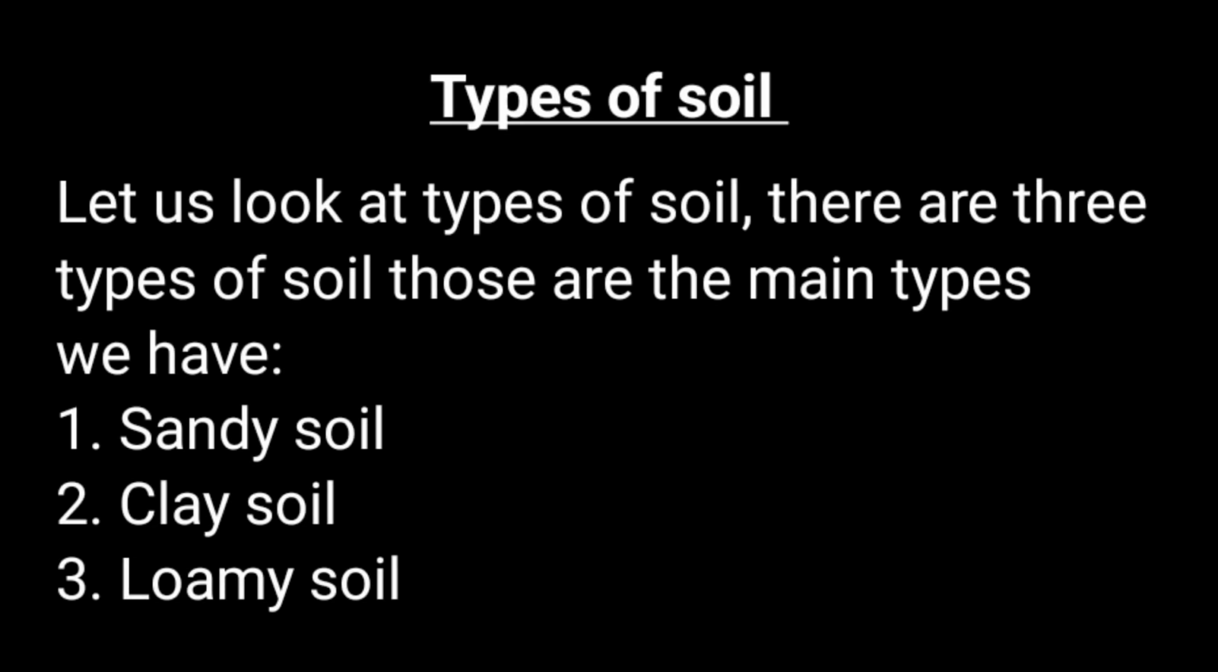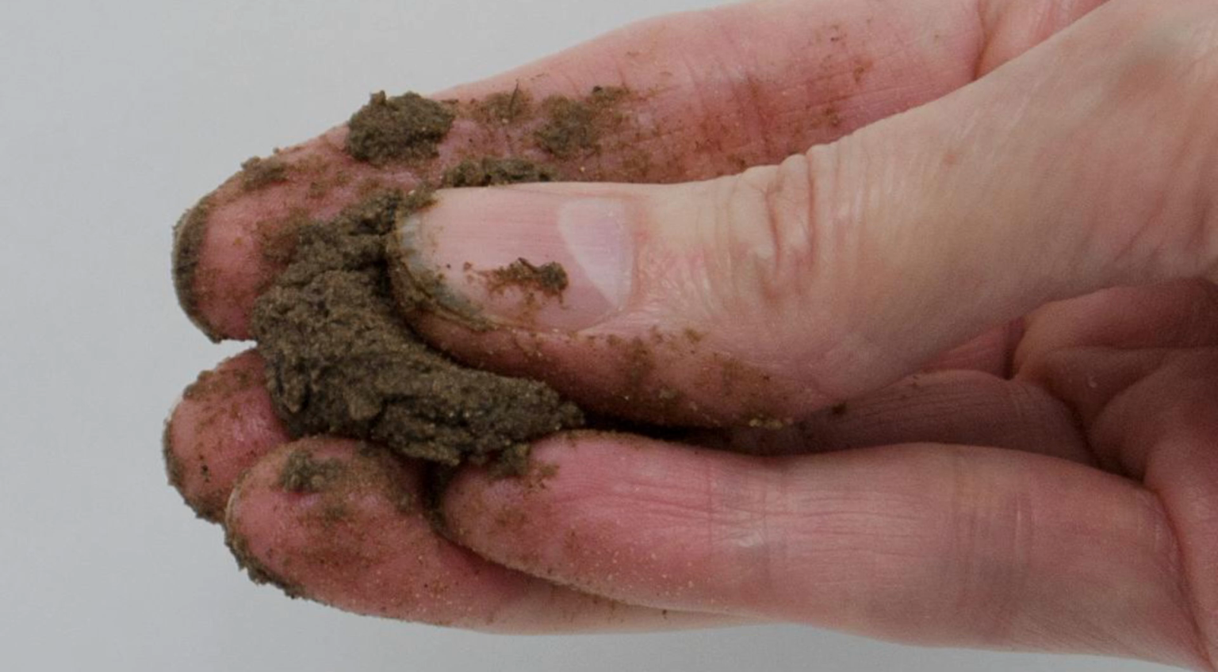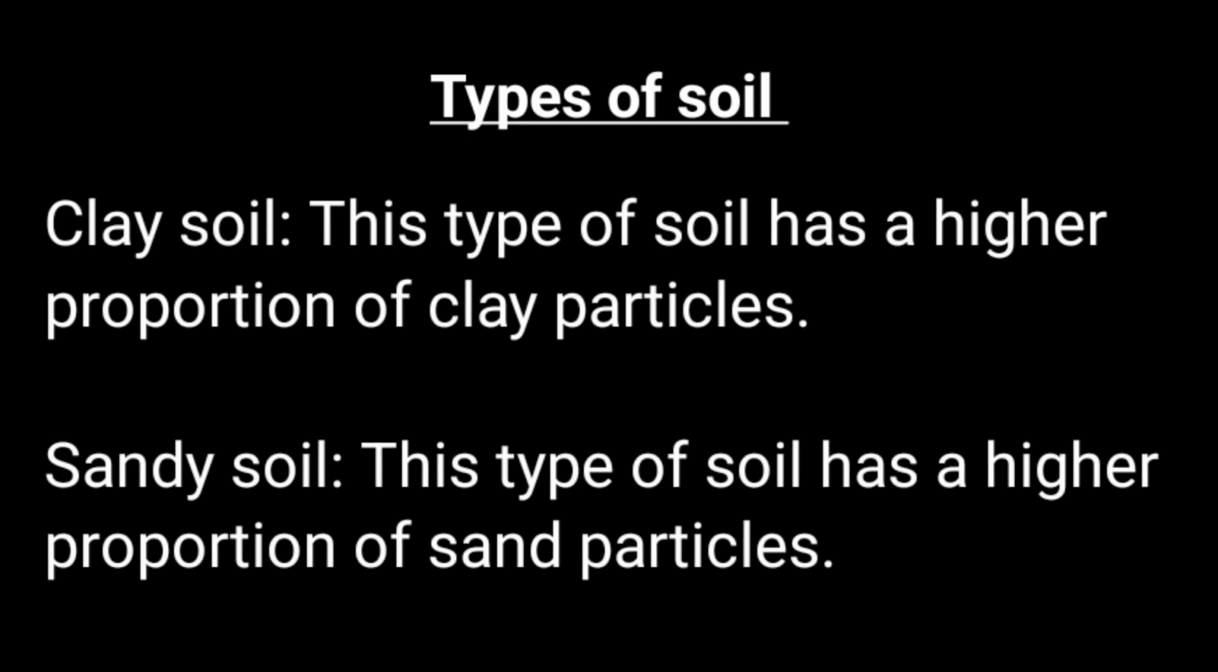We have three types. Those are the main types we have: sandy soil, loamy soil, clay soil. Let us pick them one by one and define them. Clay soil. This is a type of soil which has a higher proportion of clay particles.